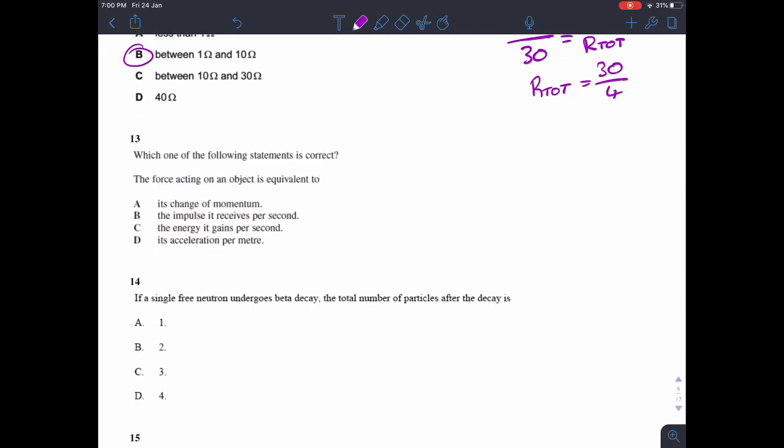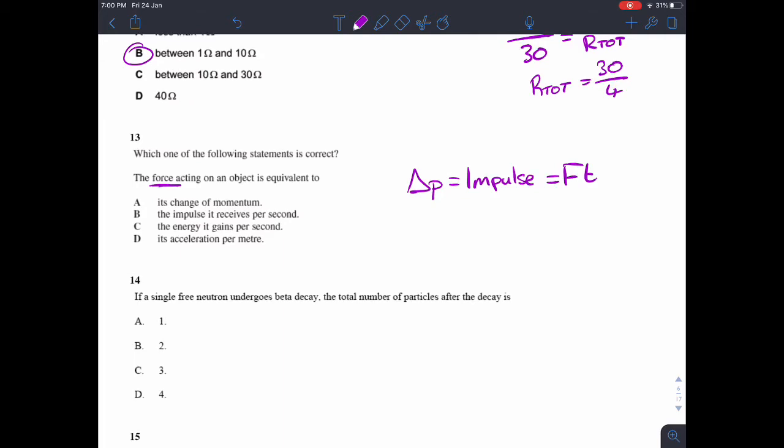Which one of the following statements is correct? The force acting on an object is equivalent to, okay, it's talking about energy and momentum, so we're going to write out some equations. We know that the change in momentum equals the impulse, which equals Ft. Now here we want to find out what force is. So force would be impulse divided by time, or change of momentum divided by time, but not change of momentum on its own. But here, B, impulse it receives per second, so impulse divided by time. So B looks like the right answer.